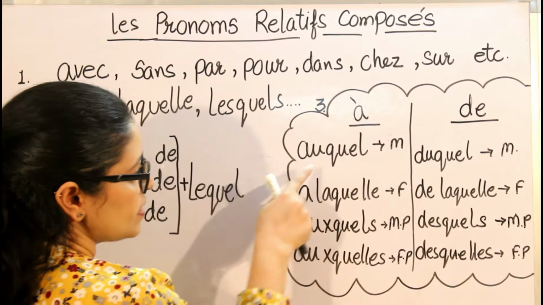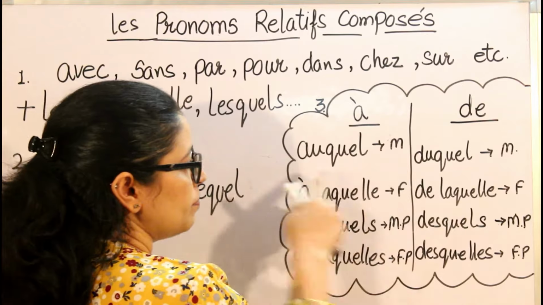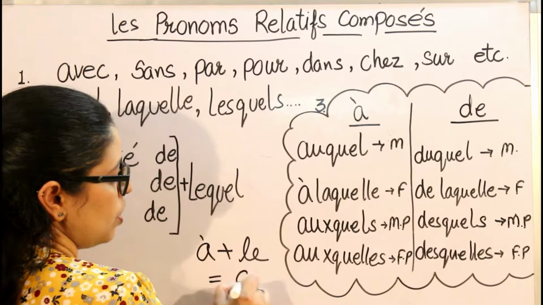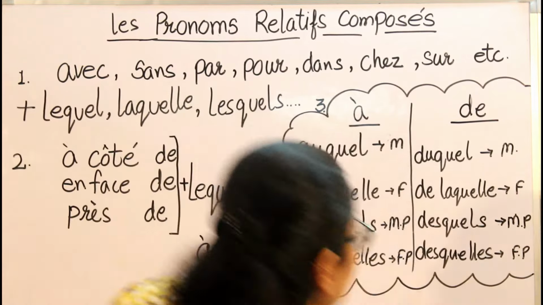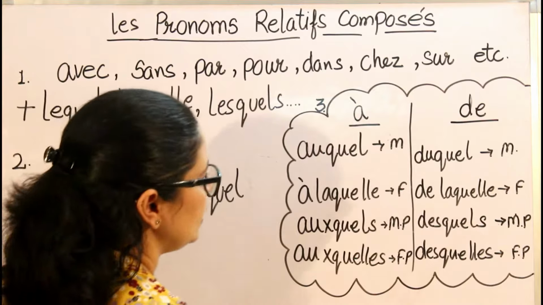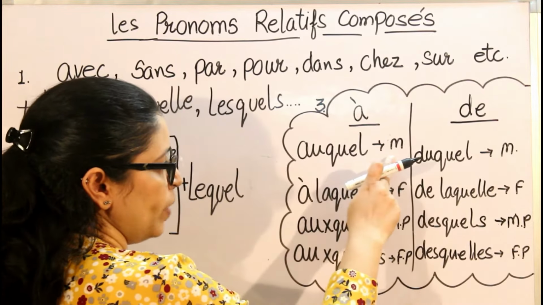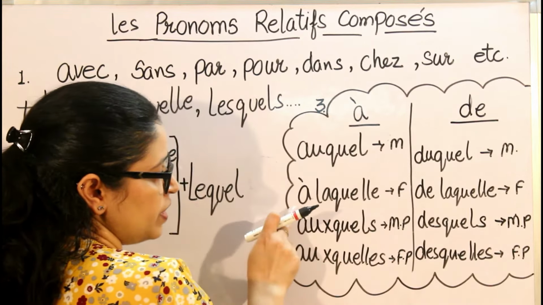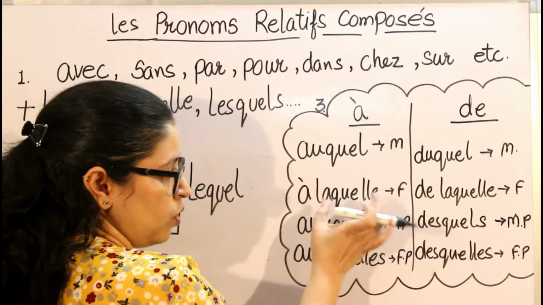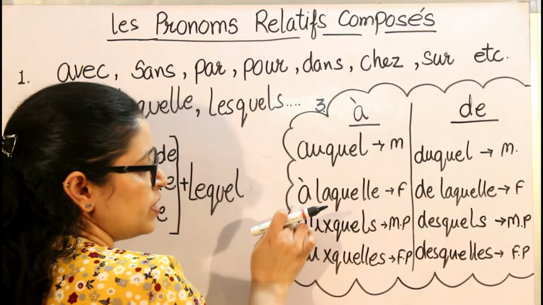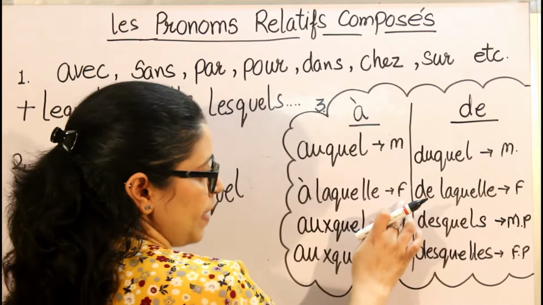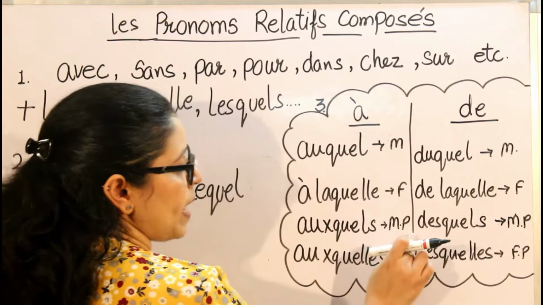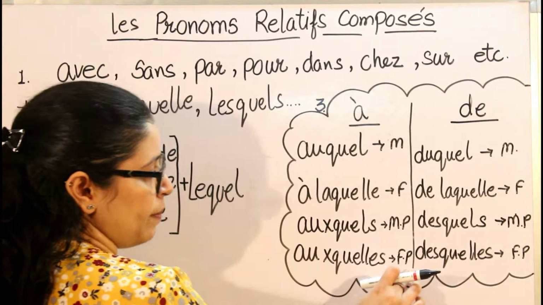Again we have some cases: auquel, à and le becomes au. Always remember this, à plus le becomes au. So here we are doing the same. It will become auquel for masculine singular cases, in which, to which, at which. À laquelle, here you need to leave some gap between à and laquelle. Laquelle will be written all together. À laquelle for feminine singulars. Auxquels, the complete word will be written together, for masculine plural cases, auxquelles for feminine plural cases.